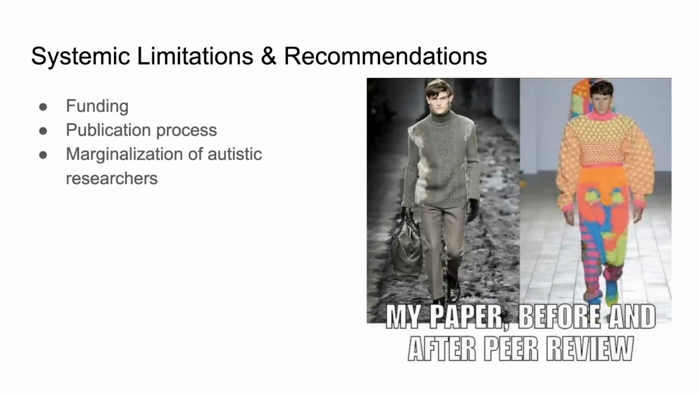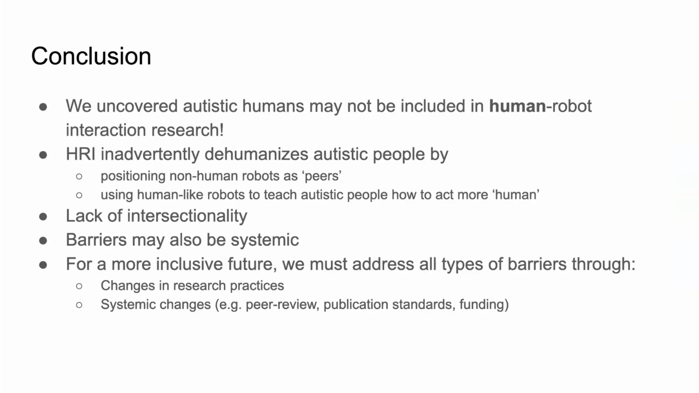We acknowledge that some of the limitations that researchers encounter might be systemic. For example, the funding, publication process, and marginalization of autistic researchers. So for a more inclusive future, we must address all types of barriers, and that includes changes in our research practices and systemic changes.